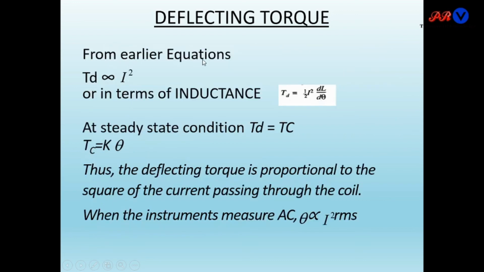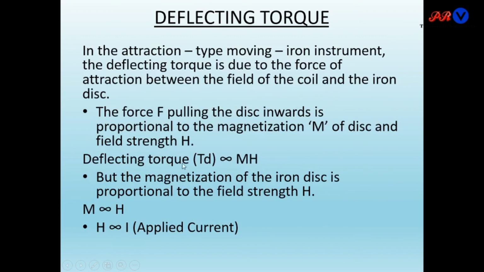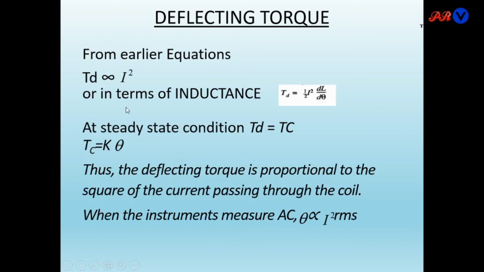So from earlier equation we have deflecting torque which is directly proportional to I square, because Td is directly proportional to H square and H is directly proportional to I. So Td is directly proportional to I square. Or in terms of inductance, if you want to calculate this deflecting torque in terms of inductance, its value comes out to be half I square dL by d theta.